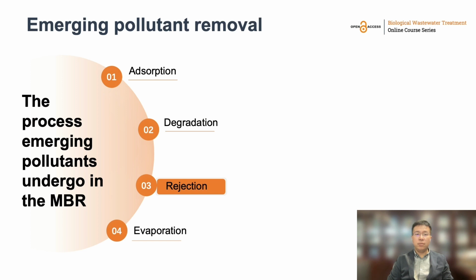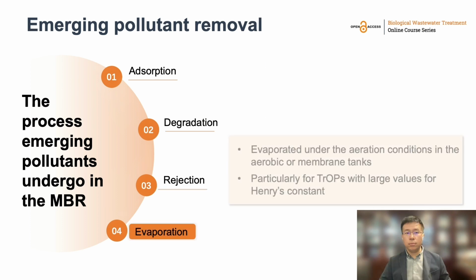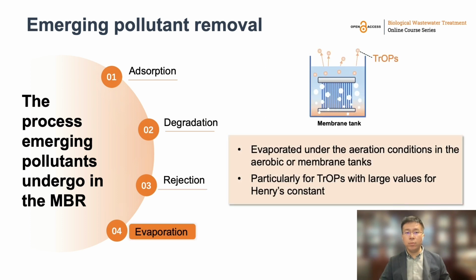The third is rejection. The microfiltration or ultrafiltration membrane has a marginal effect on the direct retention of TrOCs. Some initial removal may be observed, but this is probably due to initial short-term physical adsorption into the pores. However, the adsorption and size exclusion by the gel or cake layer are non-negligible. The TrOCs can be readily rejected when they are adsorbed in the sludge phase or bound to colloids. Lastly, a small portion of TrOCs may evaporate under the aeration conditions in the aerobic or membrane tanks.